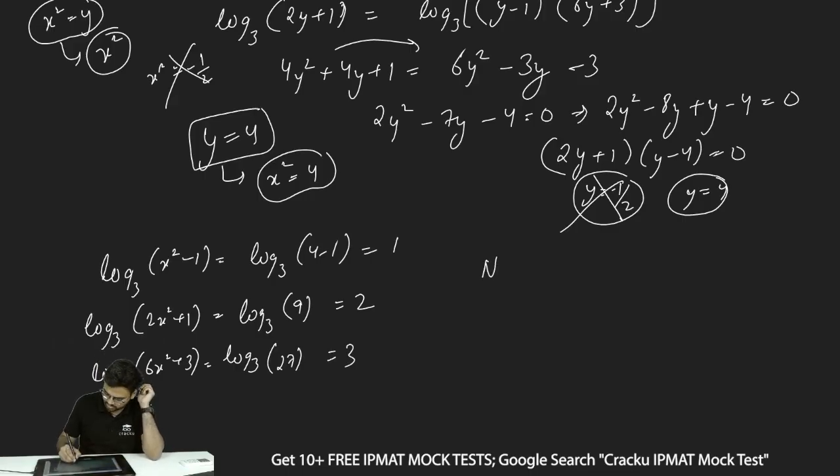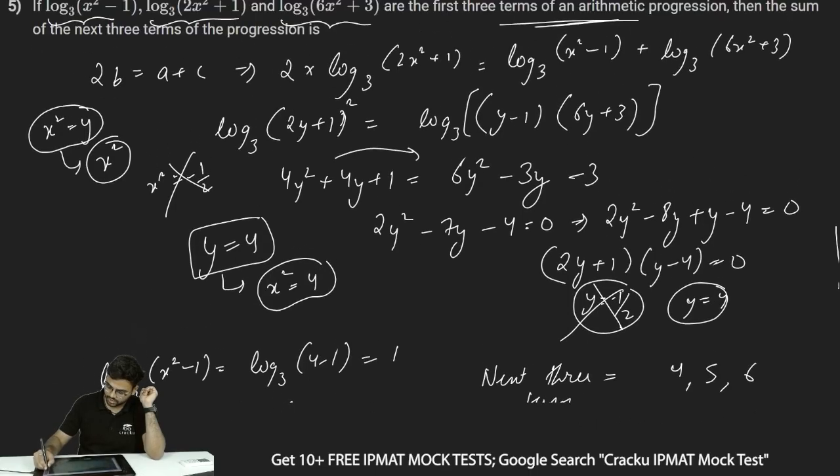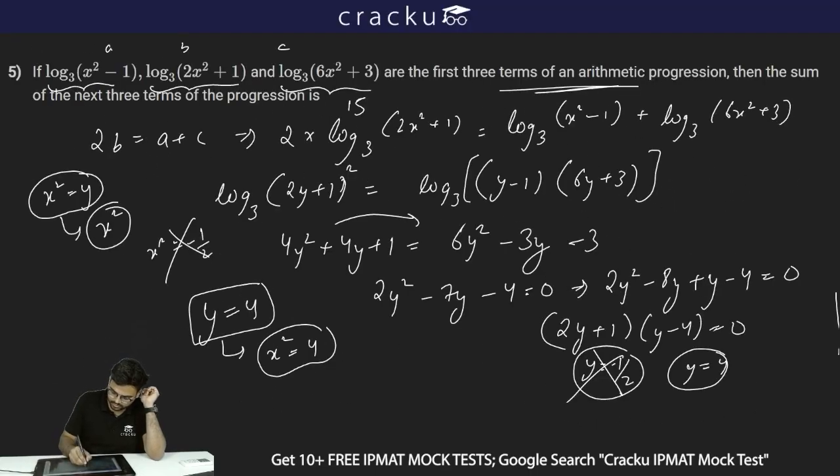My next three terms will be 4, 5 and 6. And the sum of these next three terms will be 4 plus 5 plus 6, which is equal to 15. Thus the sum of the next three terms will be equal to 15.